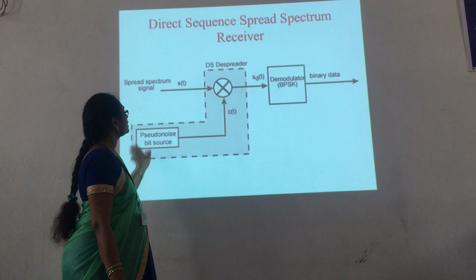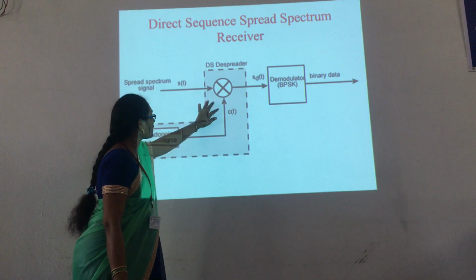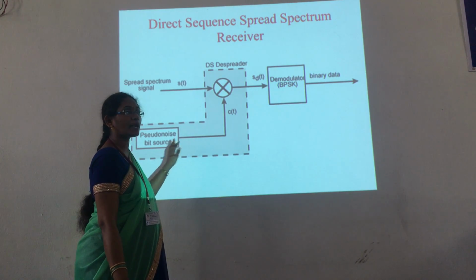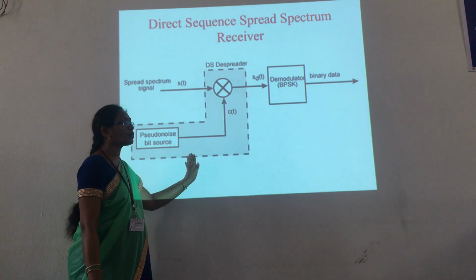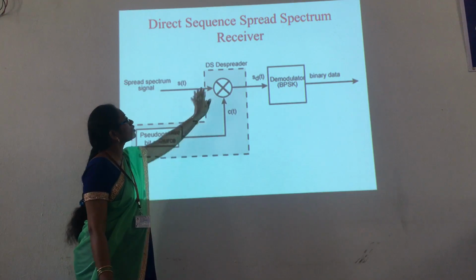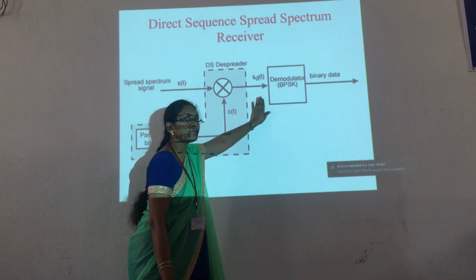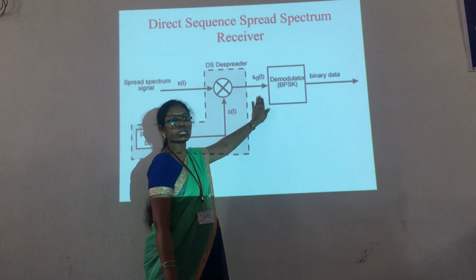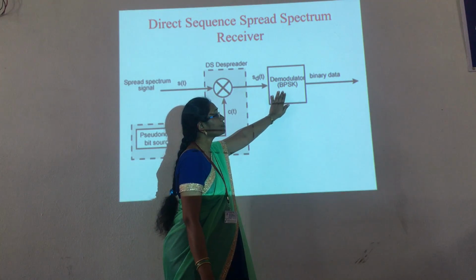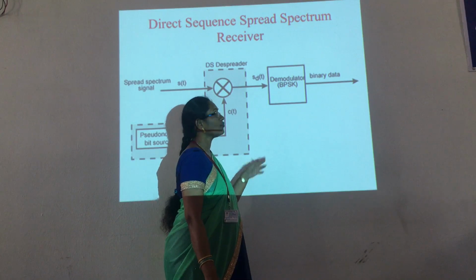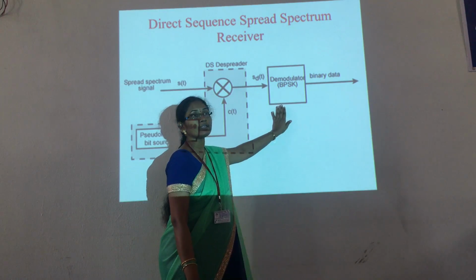This is the receiving side. The input signal, which is the direct sequence spread spectrum signal, is multiplied with the PN sequence. Whatever sequence you use at the transmitter side, the same sequence is used at the receiving side. That operation we call the de-spreader. From this de-spread sequence, we need to recover our original message signal, so we use the demodulator. It is PSK. What is the PSK operation? How can you demodulate the signal? That is by using coherent detection. What is coherent detection?